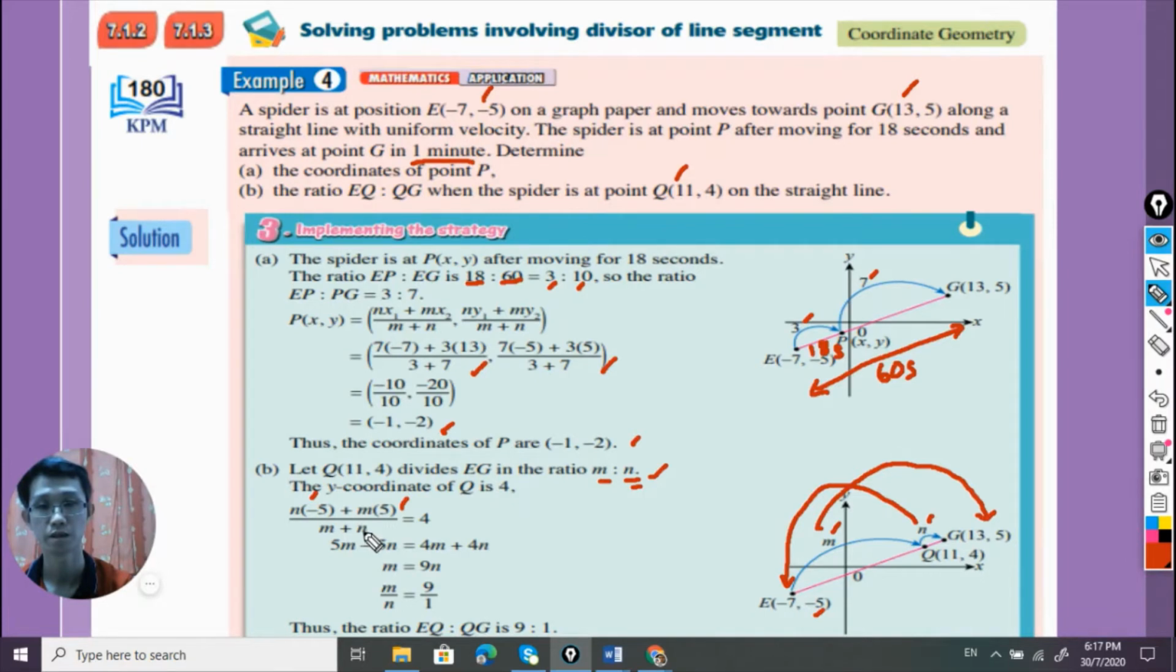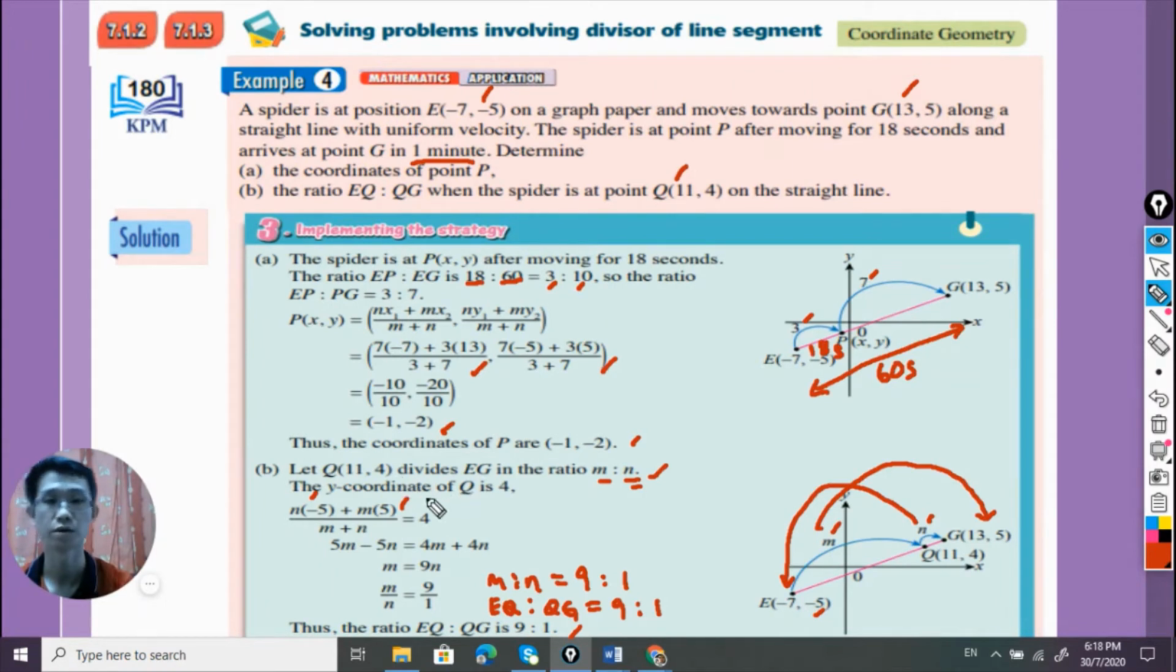Expanding this and simplifying, I get 5m minus 5n equal to 4m plus 4n. Then bring over the terms, m to m and n to n, and you get m equal to 9n. Then you bring the n over, and it becomes division: m over n equals 9 over 1. So the ratio m to n is 9 to 1, where m represents the section EQ and n represents the section QG. So EQ to QG is 9 to 1, and then you get the answer.